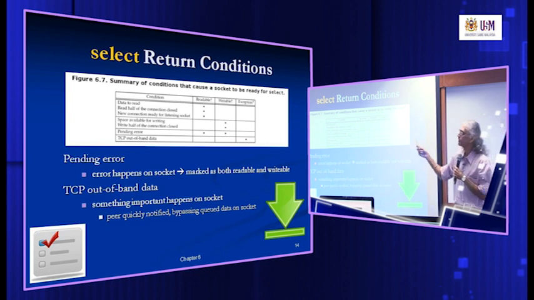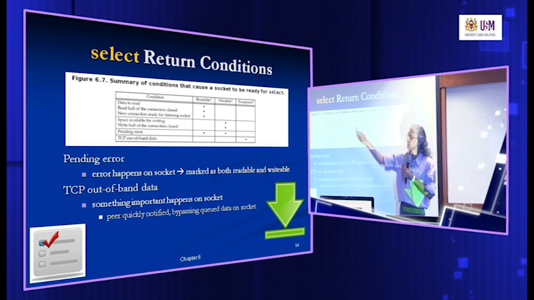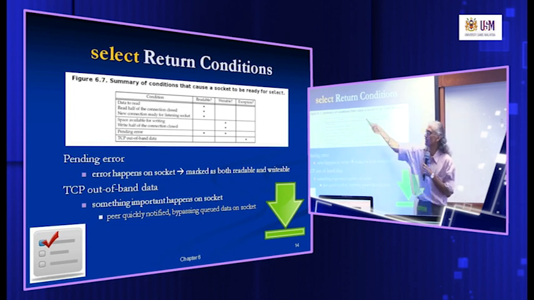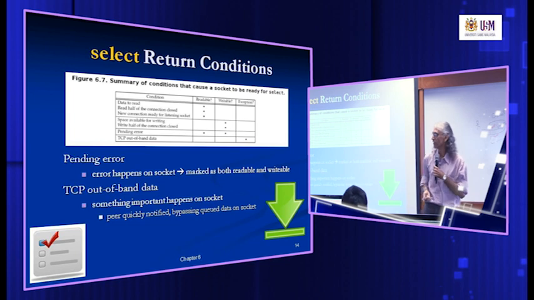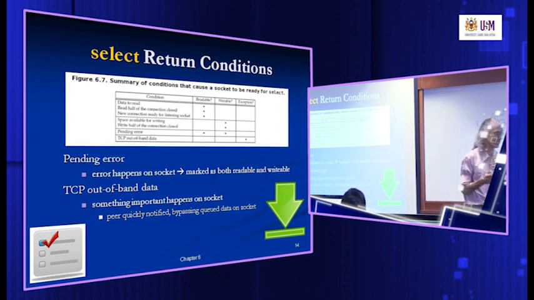So this is a summary. When there is data to be read in a socket, then the socket becomes readable, right? The R set is readable. Or it can also mean the other side is trying to half close, or a new connection is coming in for a listening socket. Again, this also means the socket is ready to be listening.